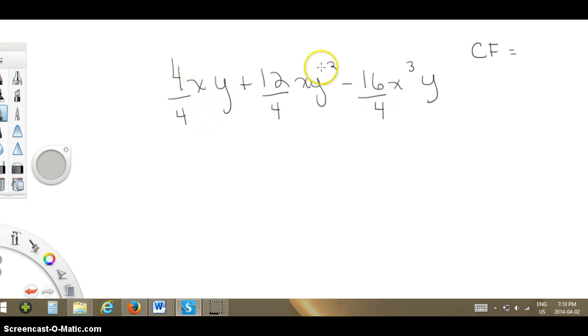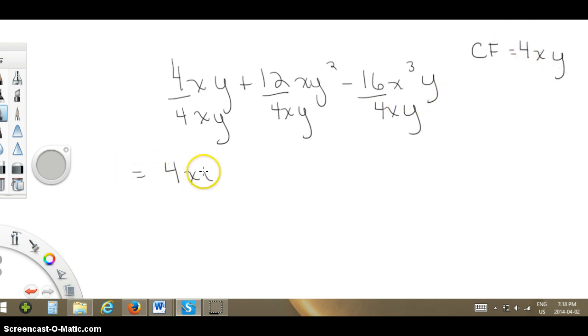We have 1x here, 1x here, and 3x's here. So I can also take out an x for each term. Now, if we look at the y, 2 y's, and the 1 y, we can only take out 1 from each expression, or each term. So my common factor becomes 4xy.